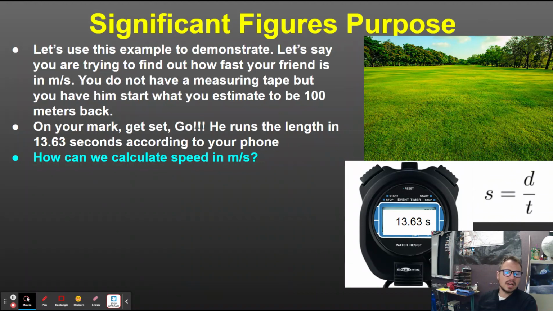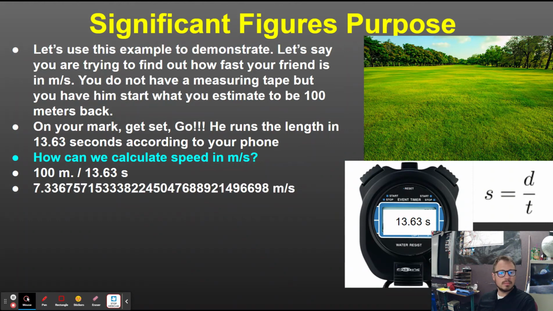I want to see how fast I ran this 100 meters. So obviously, I just take 100 meters divided by 13.63 seconds, and I get this number. But here's the thing. Where on this is accurate and where on this is just mathematical numbers, right? Because we know that we can be accurate to some degree. But how accurate? And that has to do with the least accurate instrument. And that was you just eyeballing 100 meters. That's probably just one significant figure, right?